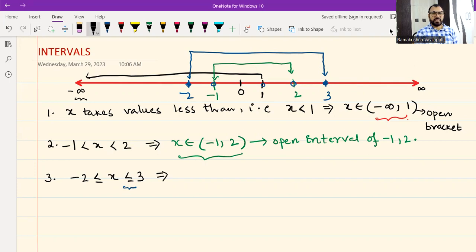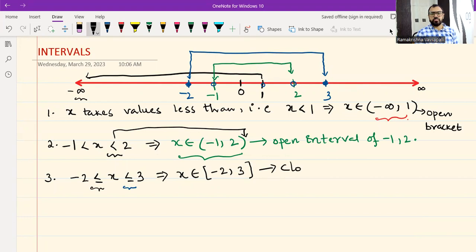So we have a different kind of inequality here. Here we have strict inequality. For strict inequality, we use the open bracket. For non-strict inequality, we use the square bracket. This implies x belongs to closed -2 to 3. So this is known as closed interval of a comma b, here -2 comma 3. So whenever the less than or equal to, non-strict inequality comes, we have to use the square bracket.